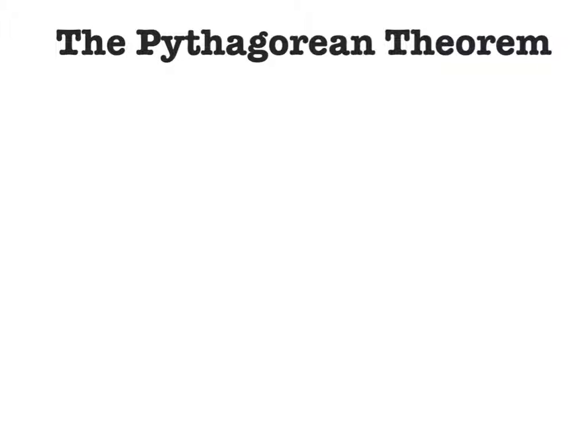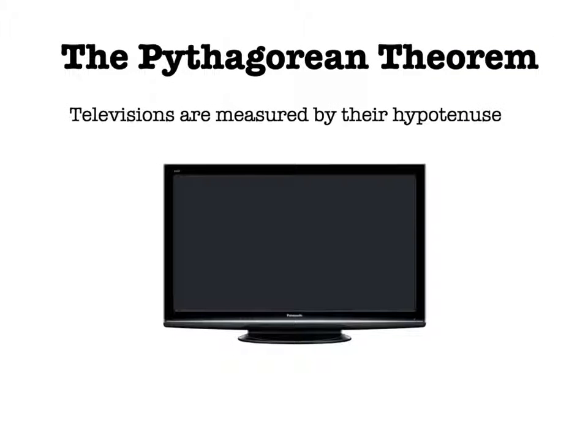Okay, let's say you want to see how the Pythagorean theorem can be used in real life. Well, let's say you want to buy a TV, but you don't know how big of a TV you can get. Well, first, did you know that TVs aren't measured by their length or their height? They're actually measured by their hypotenuse.